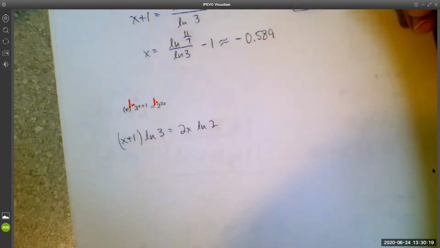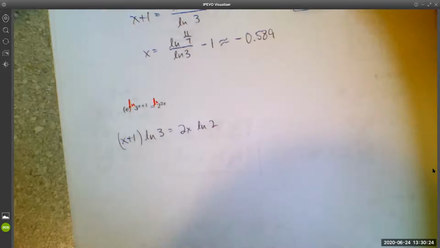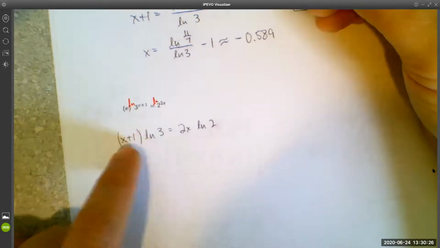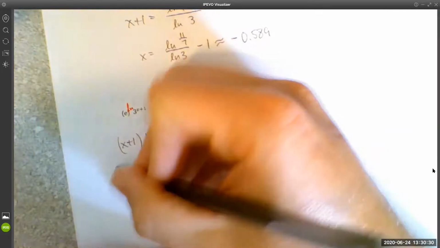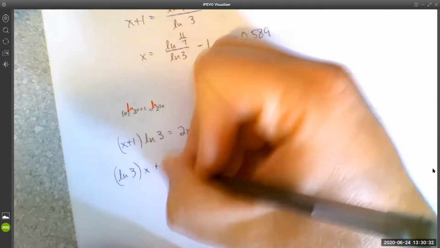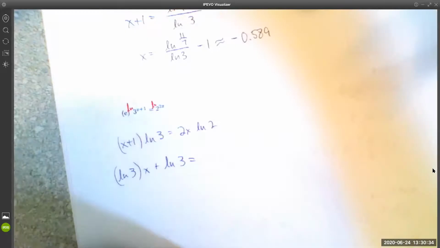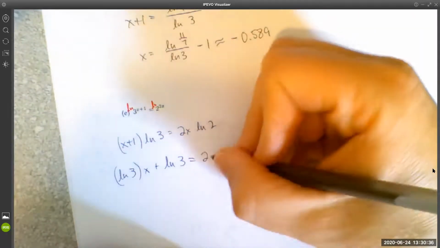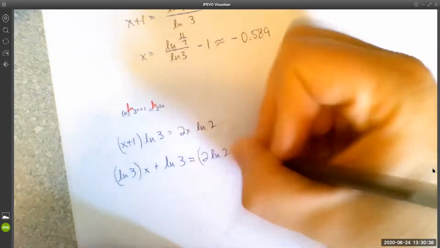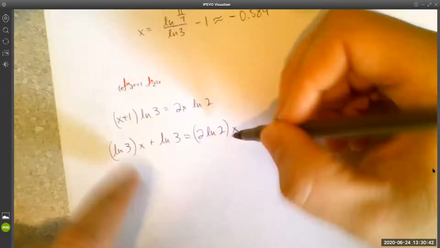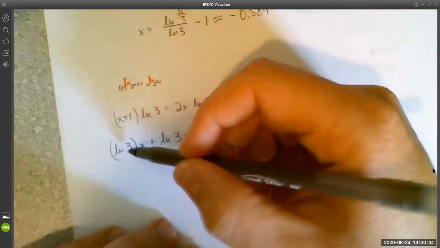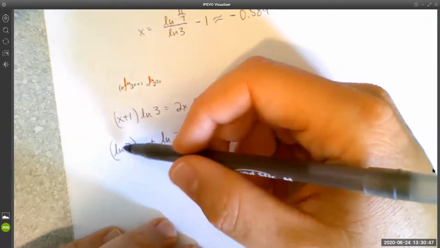Now I have to finish solving for x, and here's where things might get a little tricky. What I'm going to do is go ahead and distribute this ln of 3. So we're going to have ln 3 times x plus ln 3 equals 2 times the natural log of 2 times x. Right? And I'm just writing it in this kind of funny way with parentheses to emphasize that ln 3 is just a number, right? It's just a coefficient.